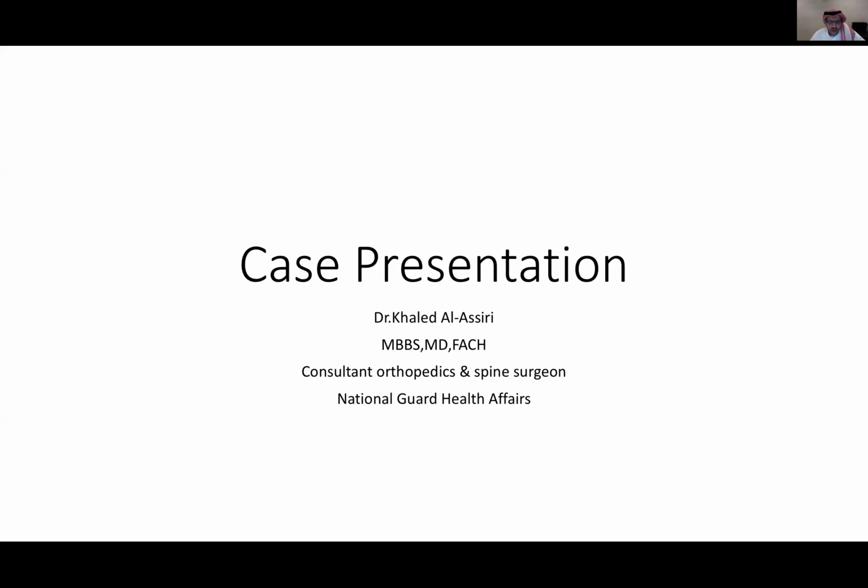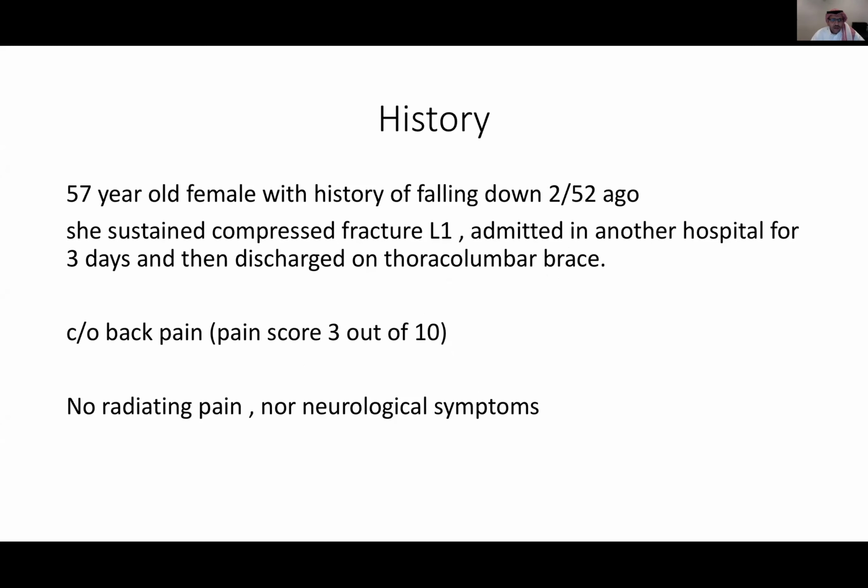It's an honor. And I'm going to present just one of my cases that can raise a lot of questions and thinking out of the box, more surgical, regarding double treatment of osteoporotic fracture. So this is a 57 years old female who presented to our spine clinic after a fall down 2 weeks ago. She sustained a compression fracture L1. She was diagnosed and admitted in a nearby hospital. She was put on painkillers. They put her on a thoracolumbar brace, and she was discharged.